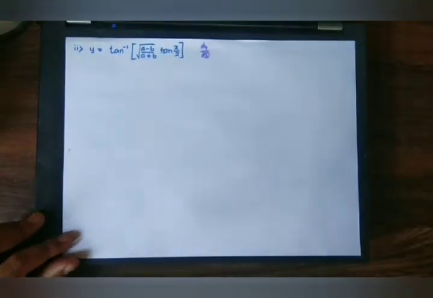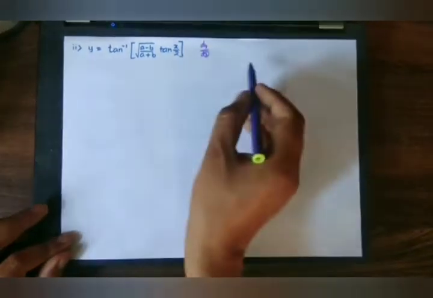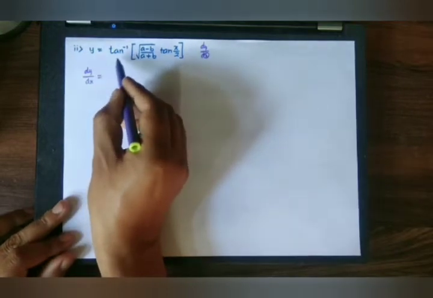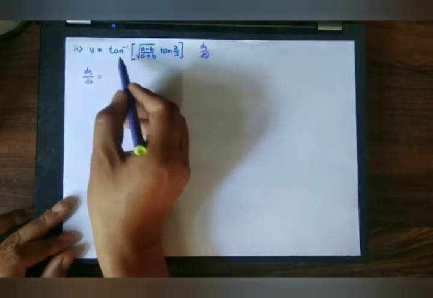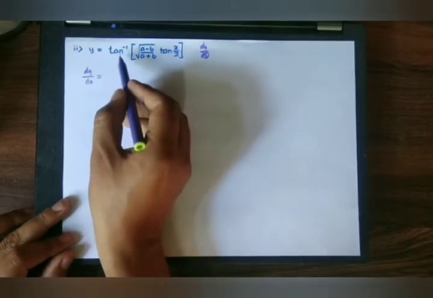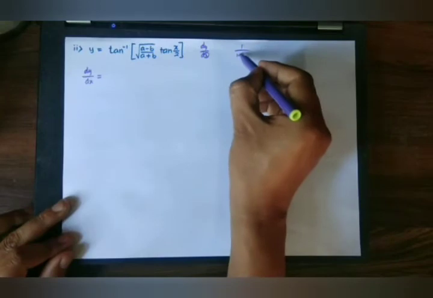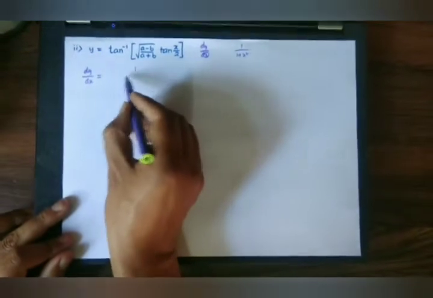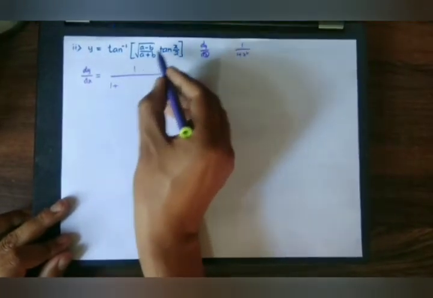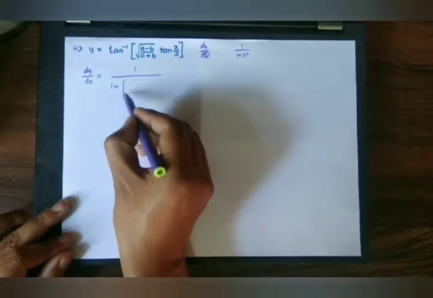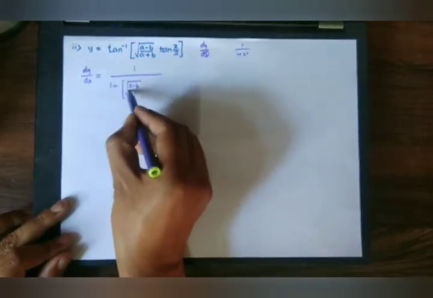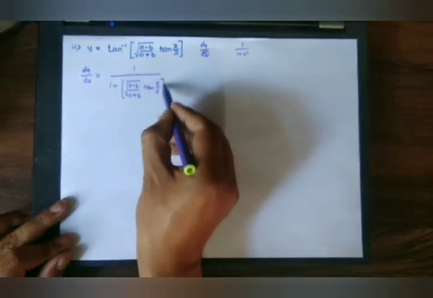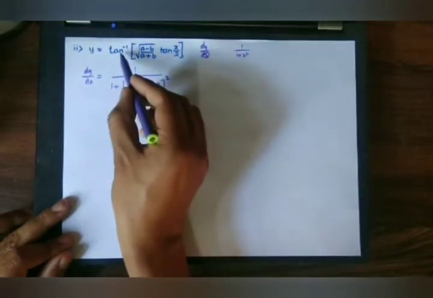So again, let's make use of our chain rule. So differentiating both sides with respect to x, then I'll get dy by dx is equal to, so let us begin from the outermost part. This is tan inverse. Okay, so differentiation of tan inverse is 1 by 1 plus x square, and here this full thing is my x. Okay, so that's why I'll get 1 by 1 plus x square, so this full thing is my x. So square root of a minus b by a plus b tan x by 2 square. Okay, so differentiation of tan inverse is done.